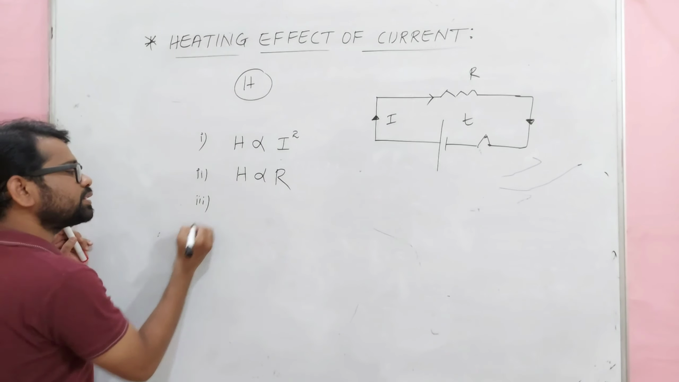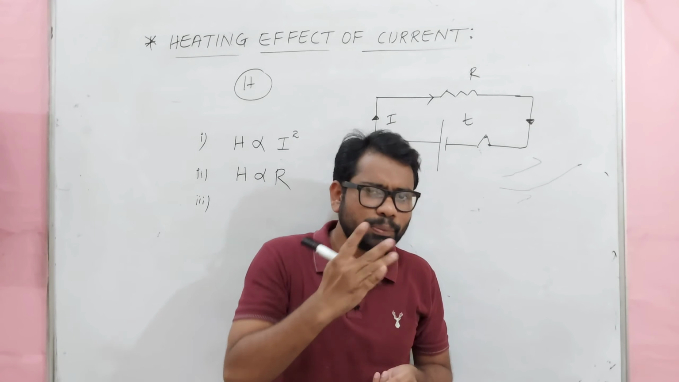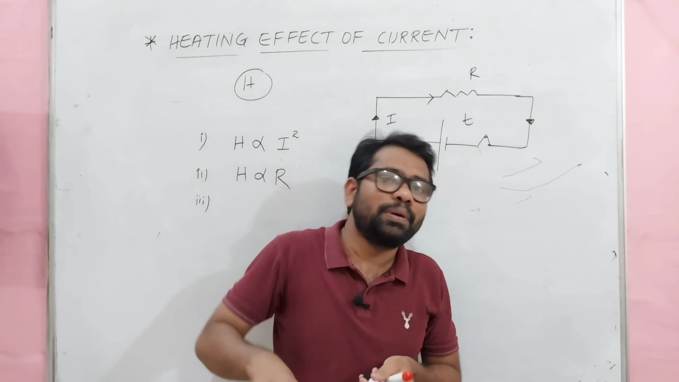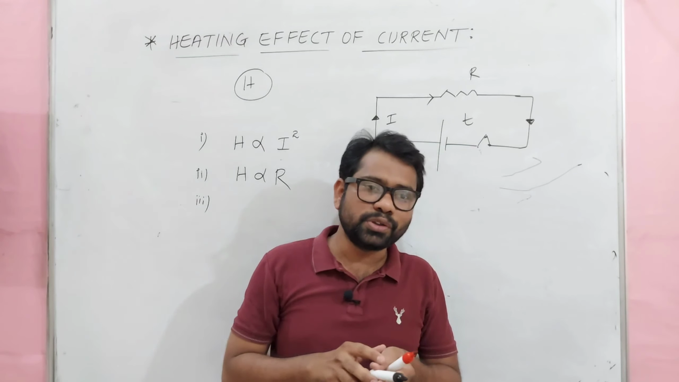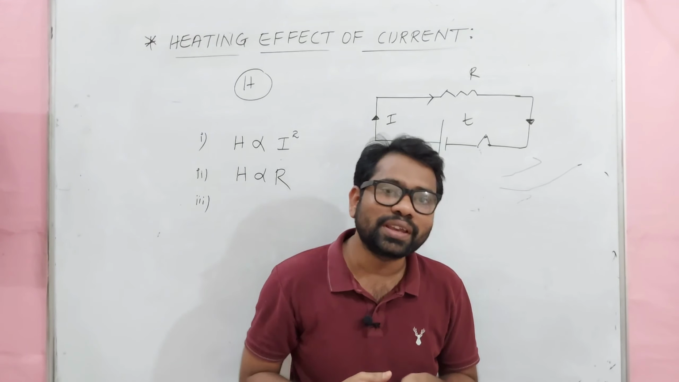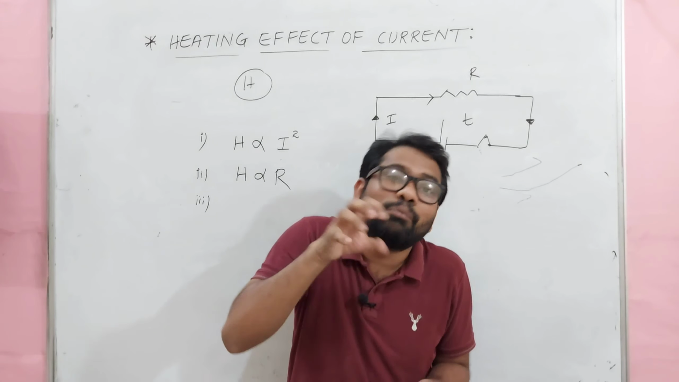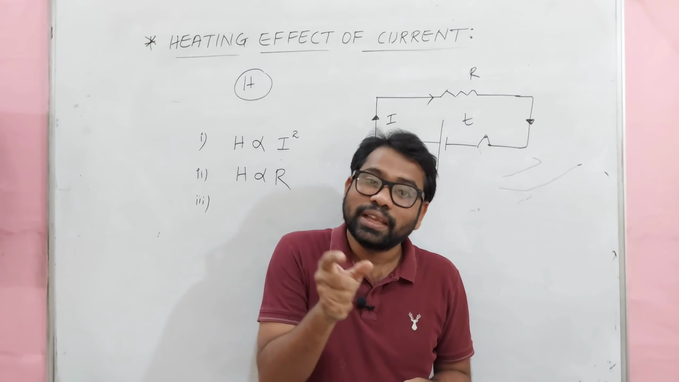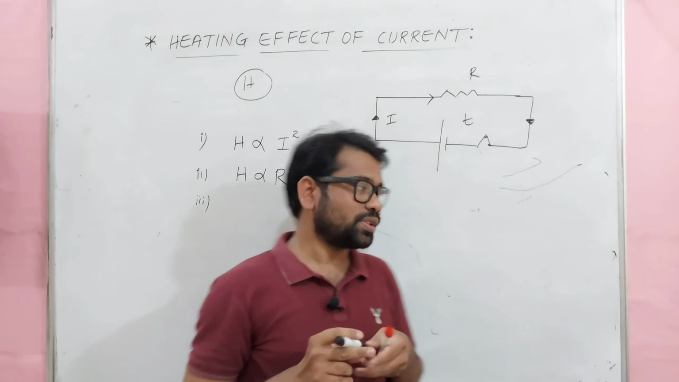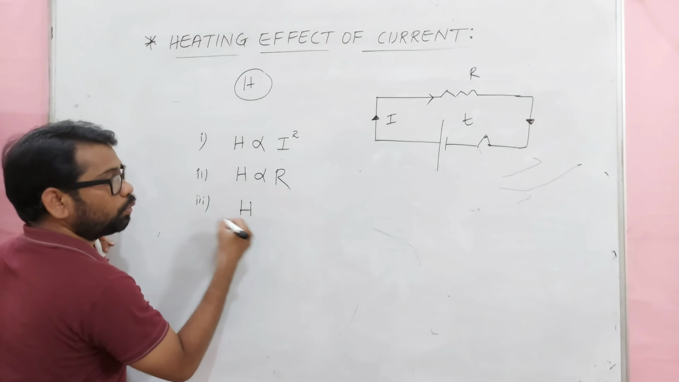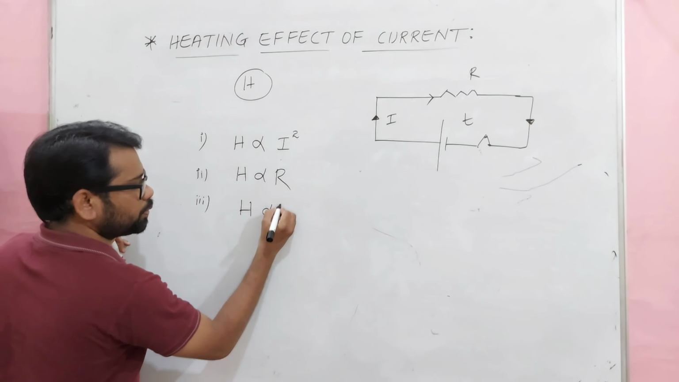Next, it also depends on time. Children, you might have noticed this. For example, one bulb is operated for 1 hour, and another identical bulb is operated for 5 hours. In which case do you think more heat is produced when you touch the two bulbs? Obviously, the bulb operated for 5 hours feels hotter. Which means time is also a factor deciding the amount of heat produced. The longer you operate an electric appliance, the more heat is produced. So H is proportional to t.